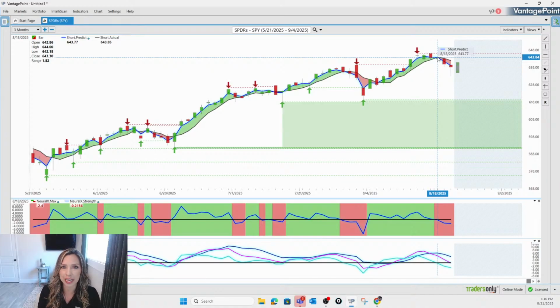Until after it's already happened, then it's too late. So here we can see the 18th, we did have that cross to the downside along with that neural index, and then all three of our strength indicators, those predictive differences trending down as well, giving us a heads up that, hey, there is something shifting here, so you may want to be very cautious.